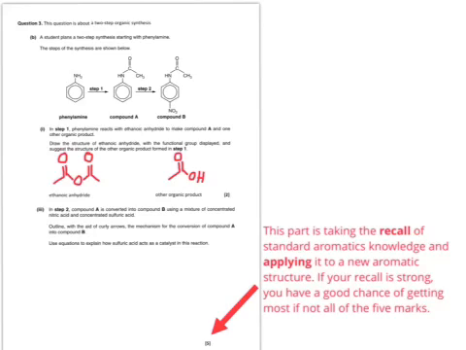So I've emphasised the 5 marks for part 3, and this part is taking the recall of your standard aromatics knowledge that you were taught and hopefully went away and learned, and then applying it to a new aromatic compound. So if your recall is strong, you have a good chance of getting most, if not all, of the 5 marks. So it's worth making sure your recall of aromatics is good. I said it like that because it's a really easy one to get. And if you're still struggling with aromatics recall by the end of the 2nd year, something's gone wrong somewhere with the way you've been studying, because it's not difficult to get. So let's go through what you need to do.